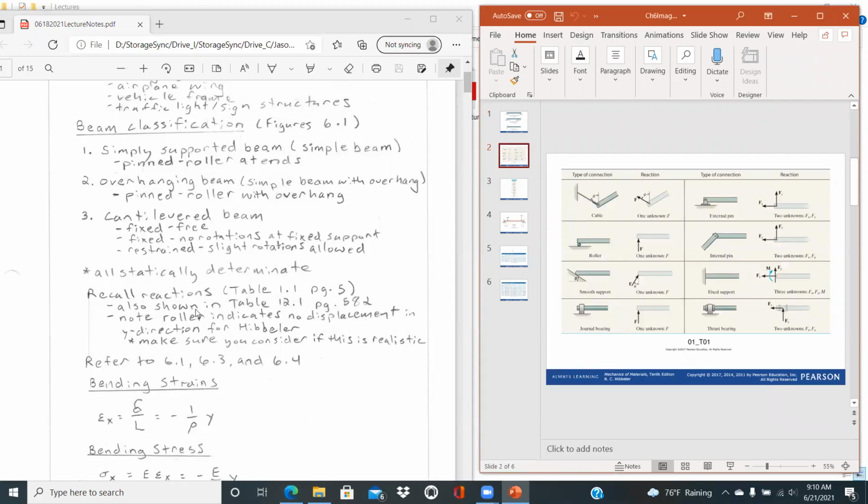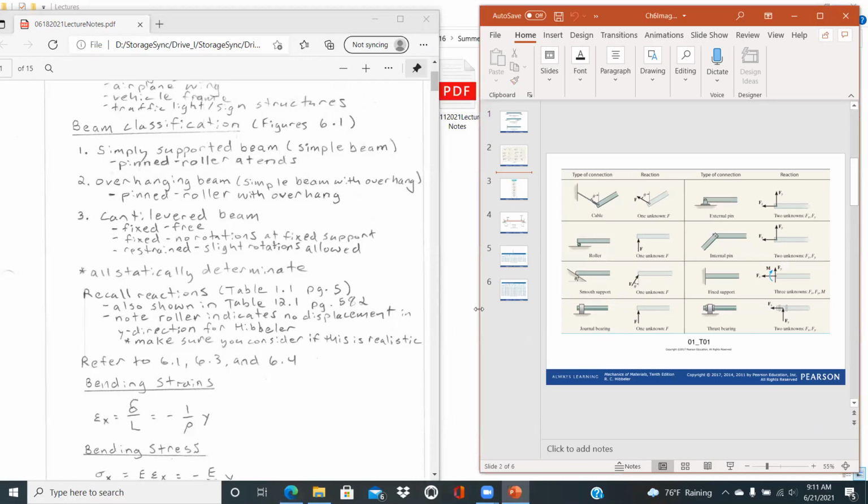Then I have a note on recalling the reactions shown in table 1.1, also shown in table 12.1. Again, that roller just indicates no displacement in the Y direction for Hibbeler, and that force could be in any direction. I'm going to expand this one out so we can actually see those. Oh, I grabbed the wrong thing.